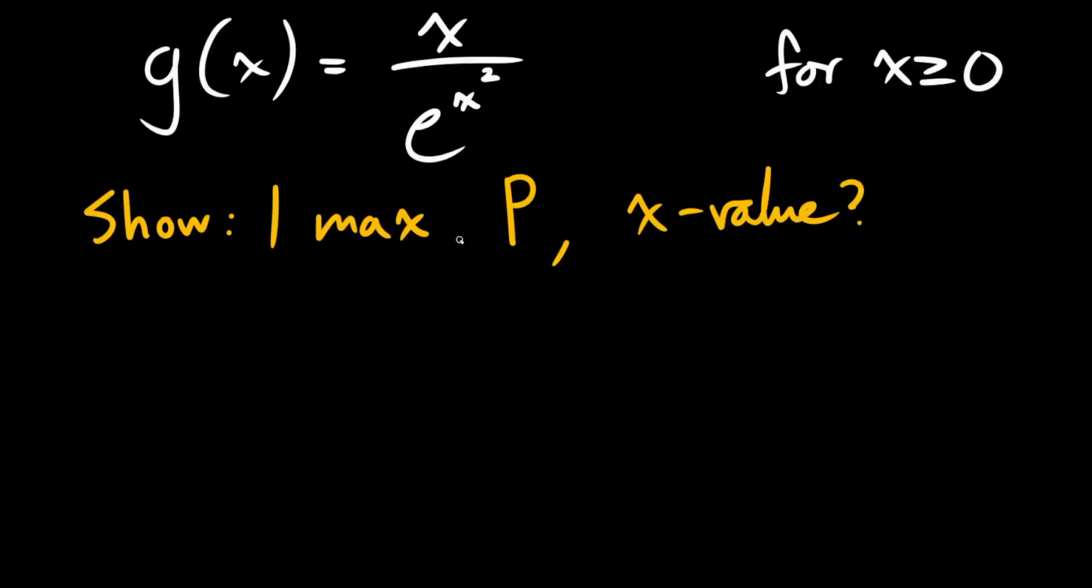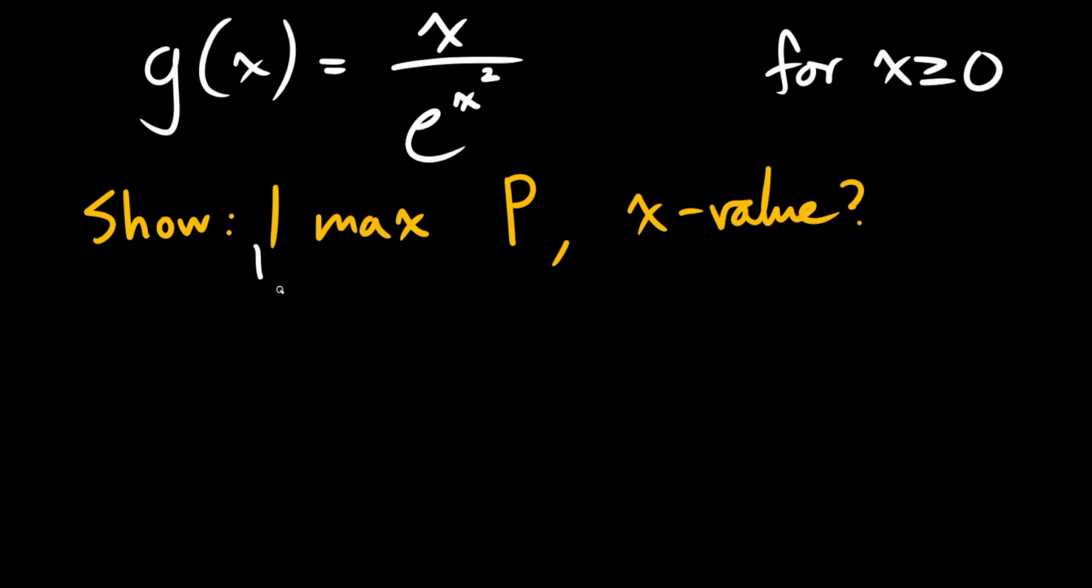So now we have what is probably the hardest question on the paper, where we're given this function and there is a nested function in the denominator. So this is e to the power of x squared, not e to the power of x, and then all of it squared like that. So the first part asks us to show that there is one maximum point P, and then asks us to find the x value of P.